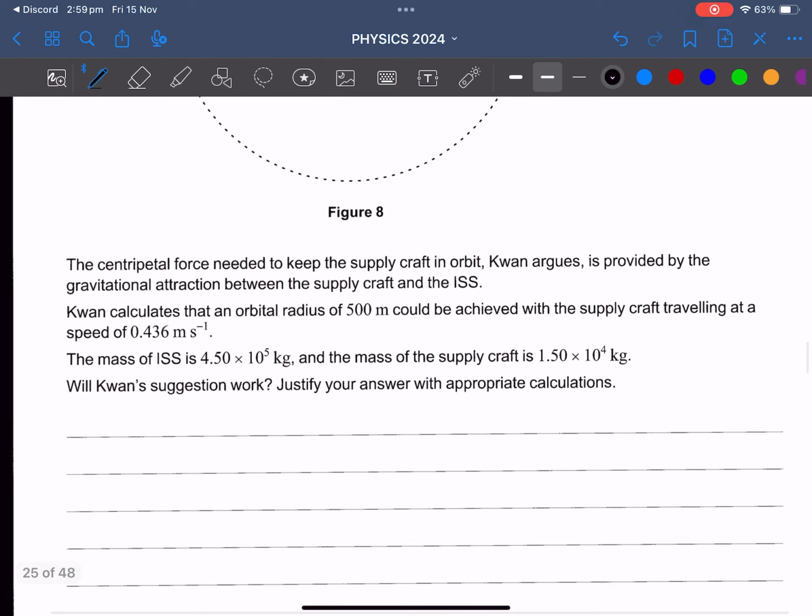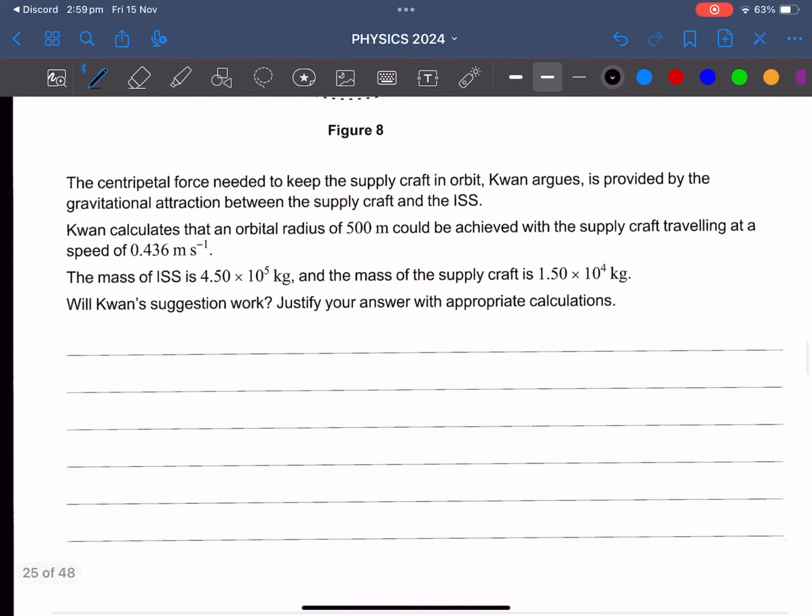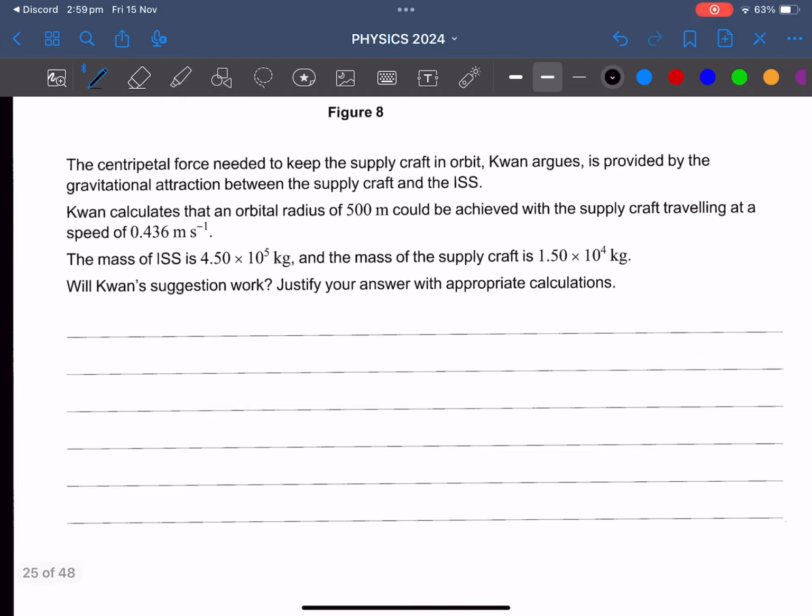The centripetal force needed to keep the supply craft in orbit, Kawan argues, is provided by the gravitational attraction between the supply craft and the ISS. Kawan calculates that an orbital radius of 500 meters could be achieved with the supply craft traveling at a speed of 0.436 meters per second. The mass of the ISS is this, and the mass of the supply craft is this. Will Kawan's suggestion work? Justify your answer with appropriate calculations.